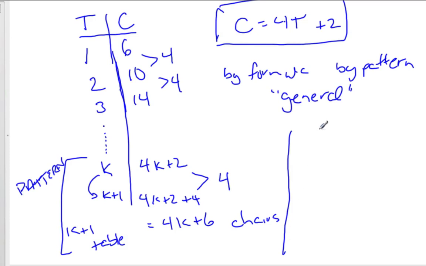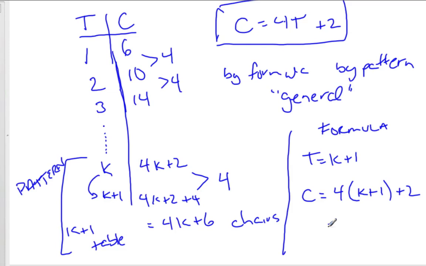If I'm going to go by formula now, well, I'm going to find the k plus 1, the one I've been looking for. So I plug in t, and c will be then 4 times k plus 1, plus 2. And if I simplify it, I get 4k plus 4 plus 2, which is 4k plus 6. So we've got the same thing.